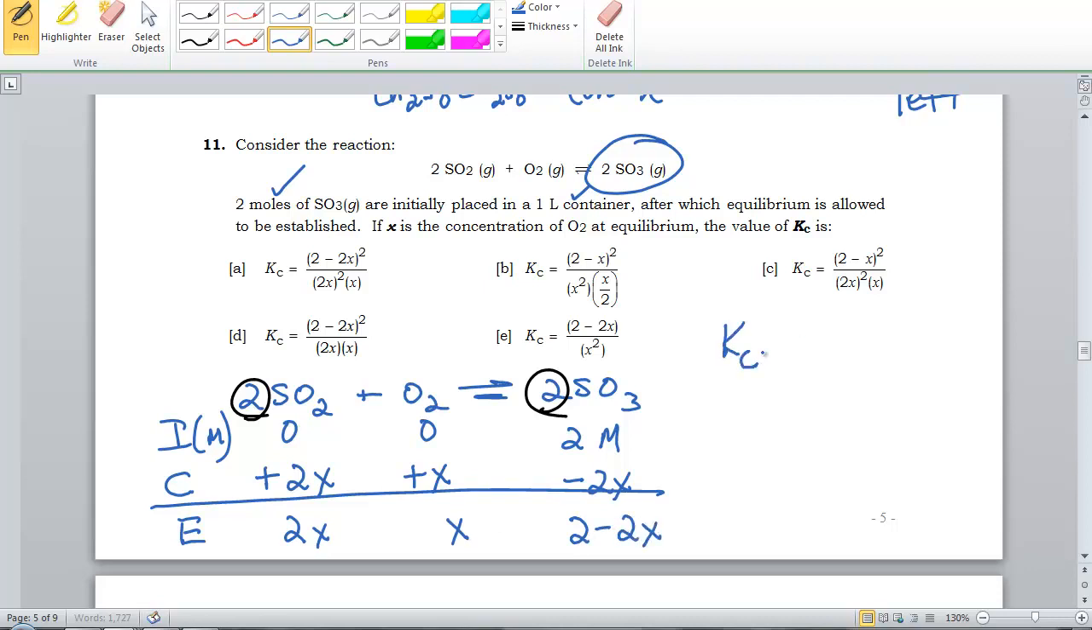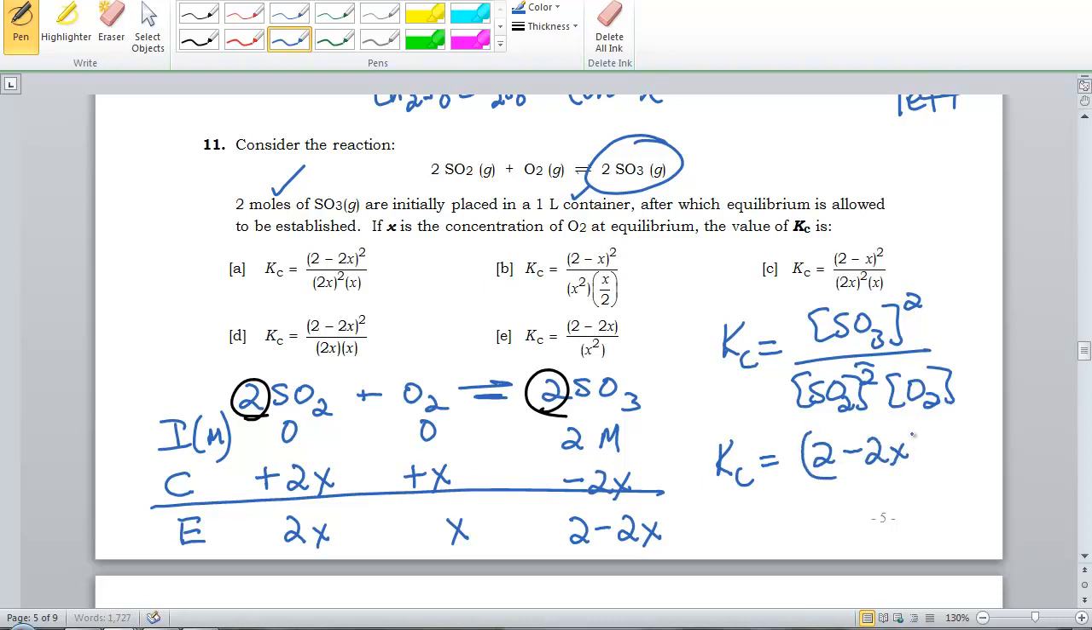So for this equilibrium, products, SO3 squared, so there's your coefficient again. SO2 squared, another coefficient, and O2. That has a coefficient as well, but it's 1. So now we plug in. Product is (2 minus 2x) quantity squared. Reactant is (2x) squared times x. And let's see which one that is. Looks like choice A, if I'm looking at that correctly.